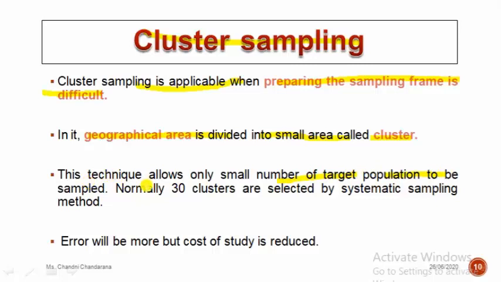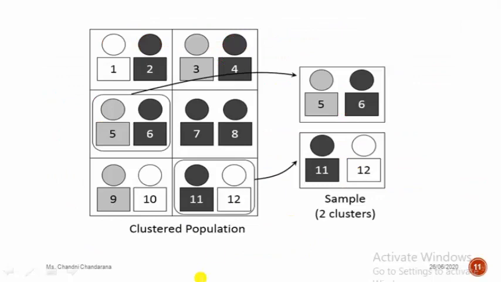This technique allows only a small number of the target population to be sampled. Normally we can select 30 clusters. This is the limit of this technique, and these are selected by a systematic sampling method. Now the error will be more, as the population is very wide, so chances of error will be more, but the cost of this study we can reduce. It will be clear by this example.